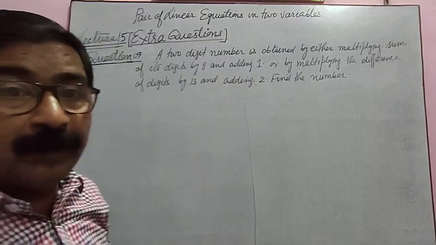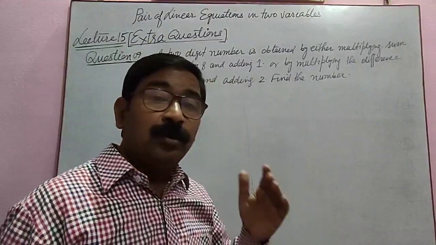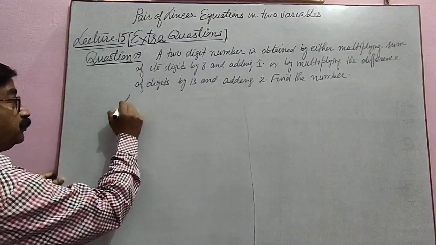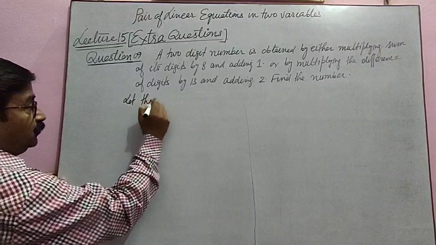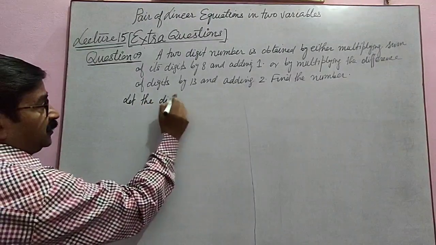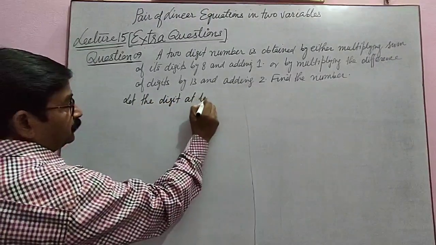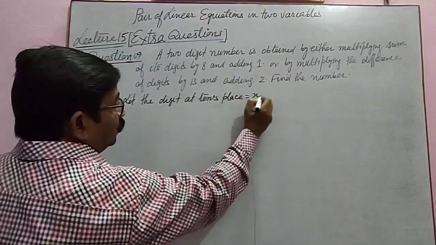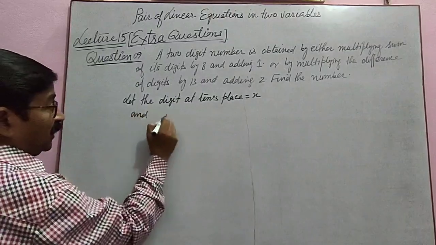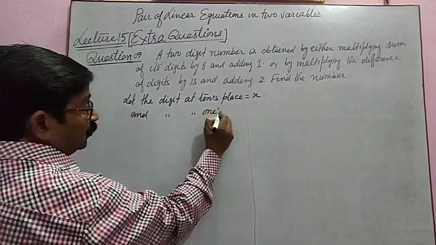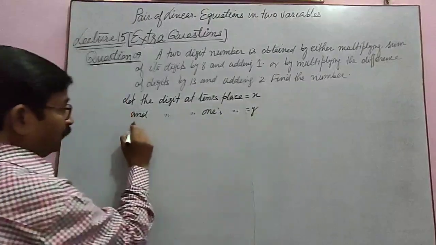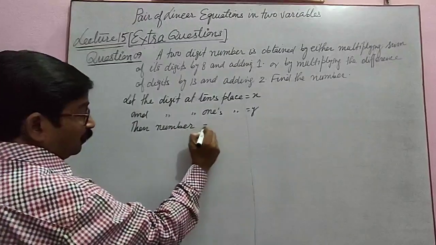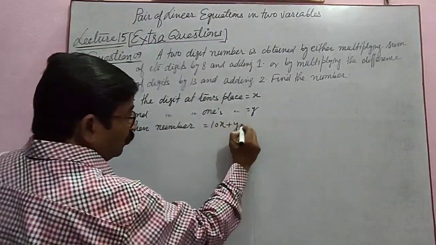Means first we have to obtain the 2-digit number. So a 2-digit number means having a 1's place and a 10's place. So we can assume, let the digit at 10's place be equal to x and the digit at 1's place be equal to y. Then the number is equal to 10x plus y.